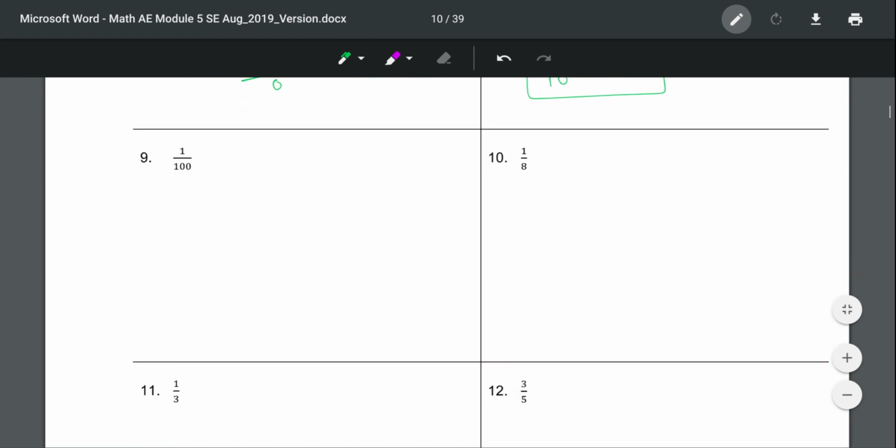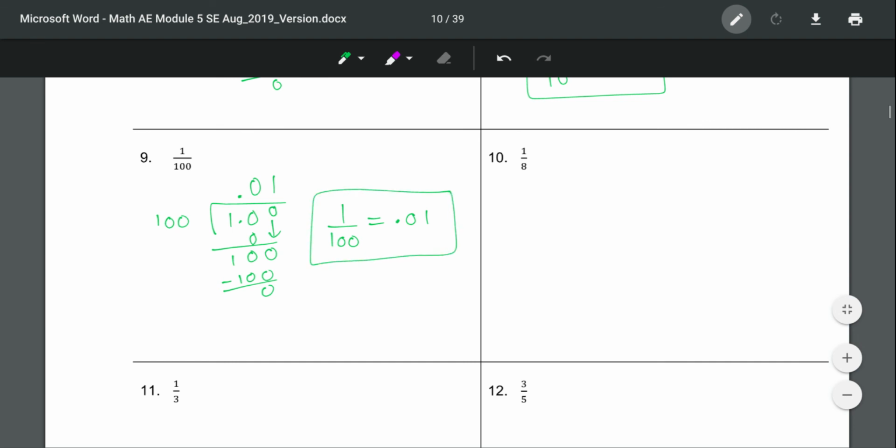Okay, 1 out of 100. You can divide 1 by 100. 100 doesn't go into 1 evenly, so add a decimal point, add a 0. 100 goes into 10 0 times. 0 times 100 is 0, so you have a remainder of 10. You can add another 0, bring it down. 100 goes into 100 once, and 1 times 100 is 100. So that means that 1/100th would be 0.01, which we read as hundredth. So if you know how to read hundredth, you can easily write it as a decimal.